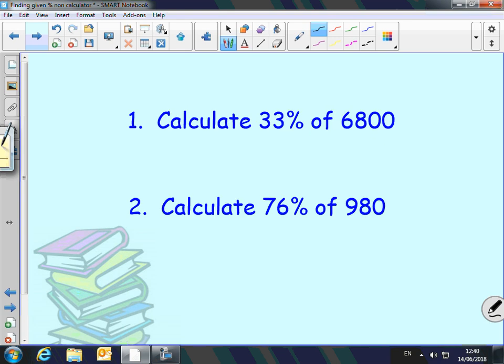There you are. So now I'm going to hand over to you for you to give it a try. I've got 2 questions here. Calculate 33% of 6,800 and calculate 76% of 980. So if you hit pause just now and do some calculations, once you're ready, hit play again and I'll go through everything with you.